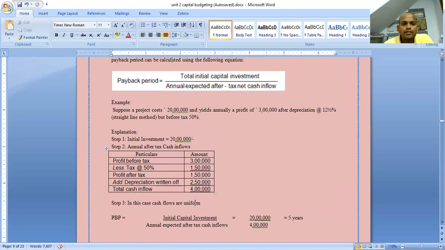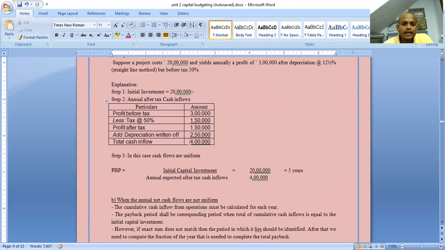So we have to apply the formula: total initial capital investment divided by annual expected after-tax net cash flows. After-tax net cash flows are 4 lakhs. So initial capital investment 20 lakhs divided by 4 lakhs. If we get 4 lakhs a year, within 5 years we can recover the investment amount.